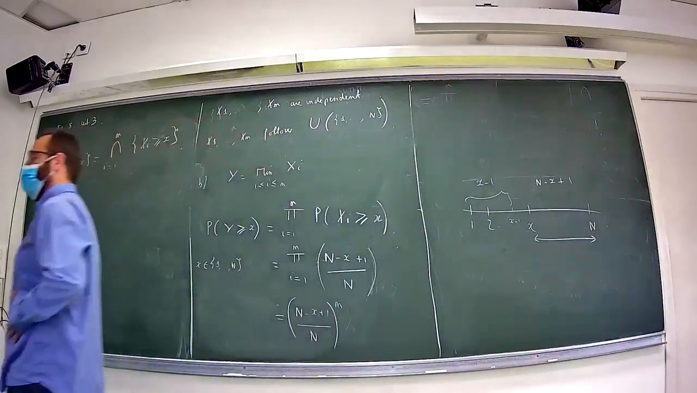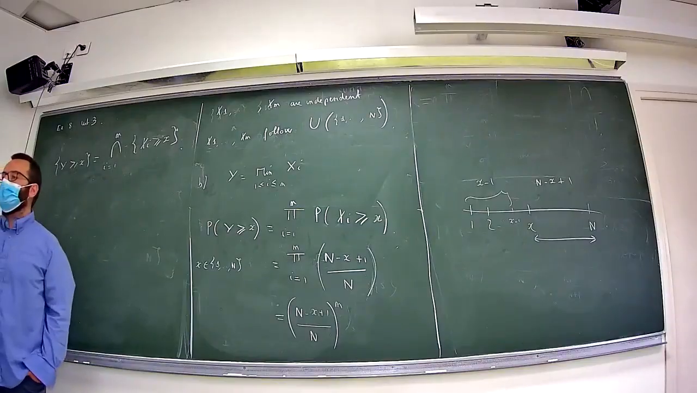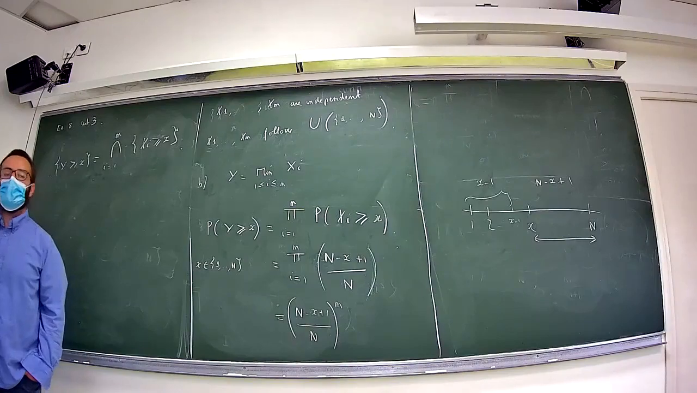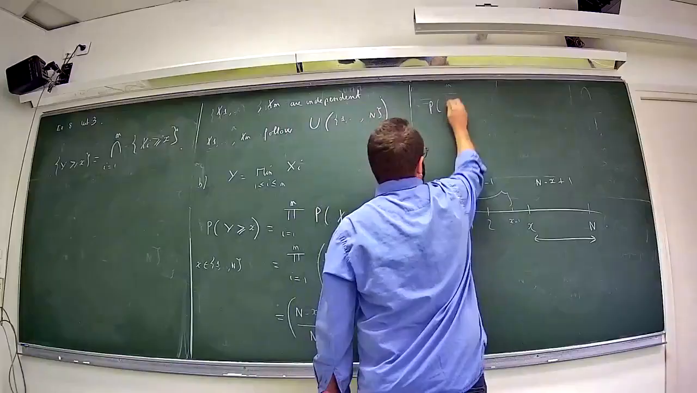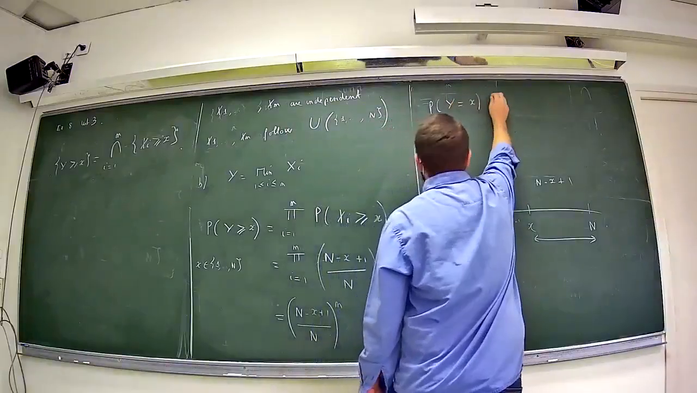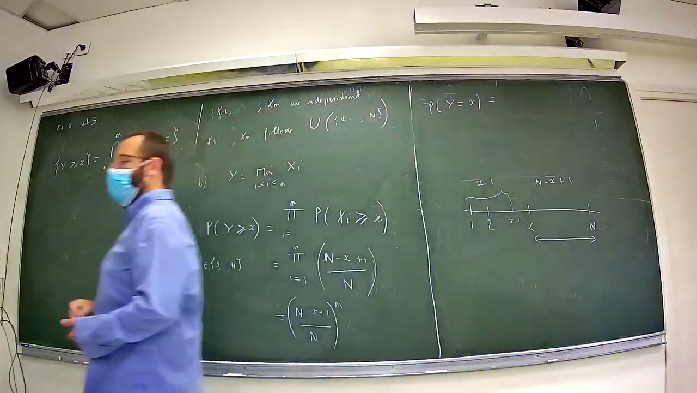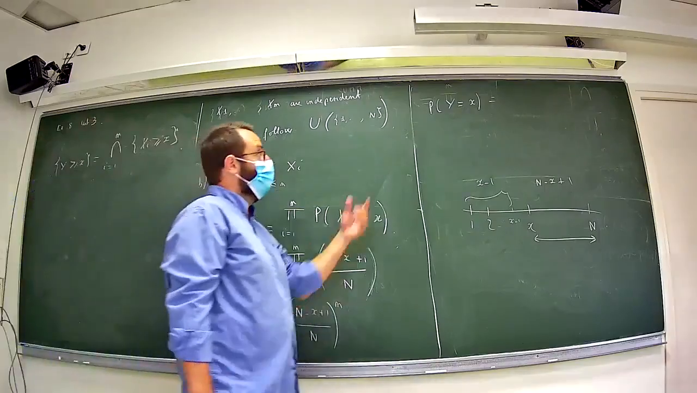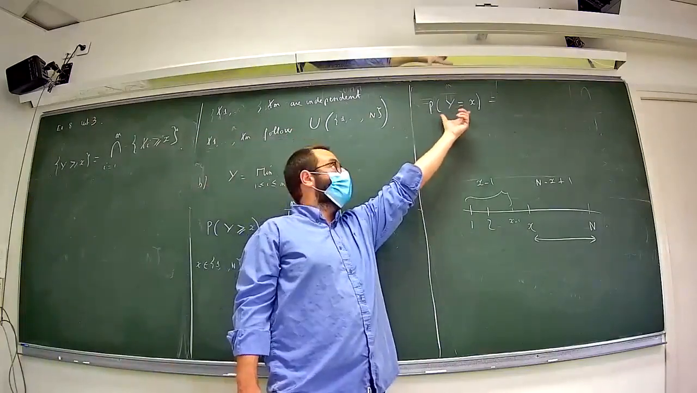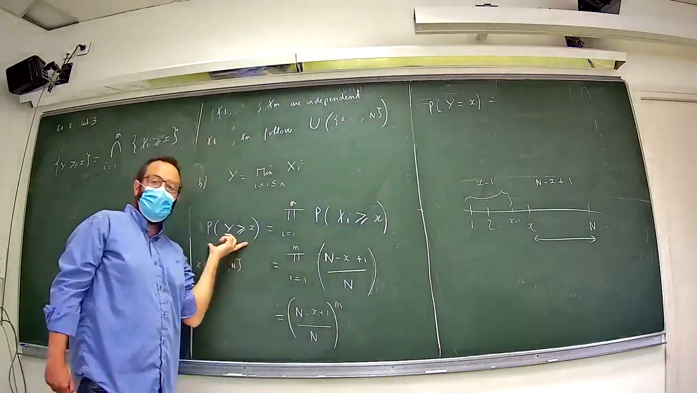So I have this one. Do you have questions? Is it clear for everybody? So if it is, at the end what I have to obtain is the probability that y is equal to small x, and I want to obtain it from this one here. It's a kind of analogue of the formula we have used previously, the formula giving the probability mass function from the distribution function.